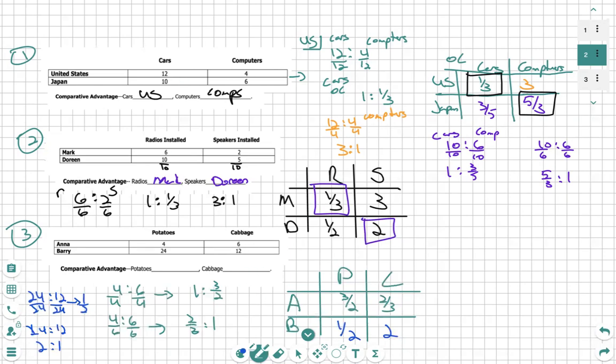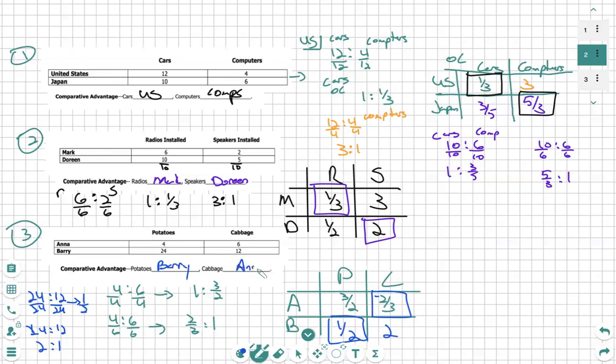So when we're looking at this, it's going to be fairly obvious. If we double check our potatoes for Anna, divide both by 4, and we're good to go. We see Barry has the comparative advantage for potatoes. Anna has the comparative advantage for cabbages. And it's as simple as that.